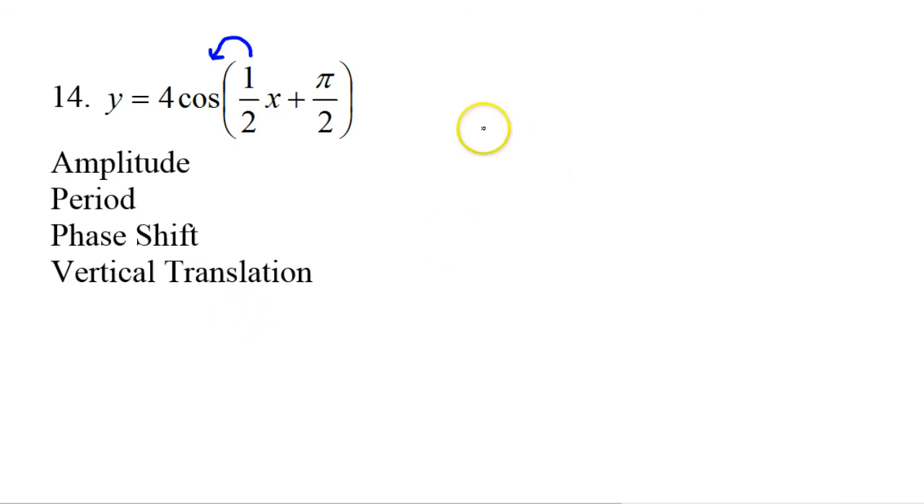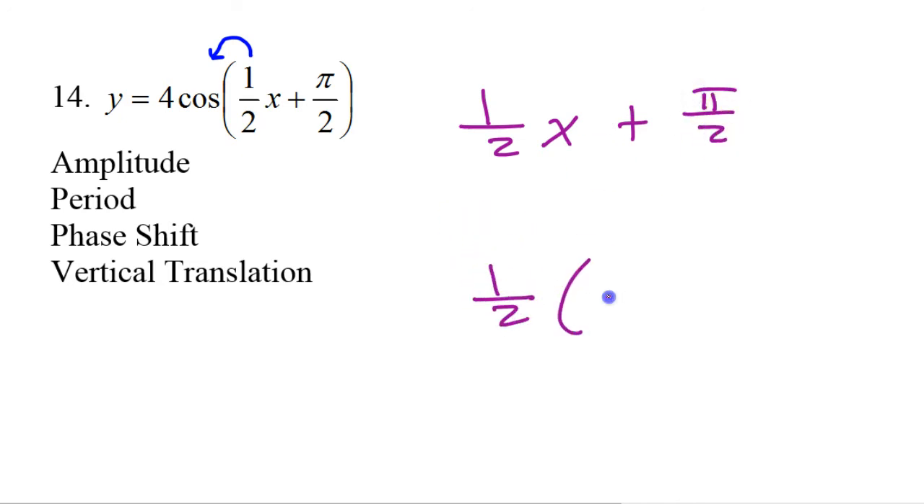Okay, so let me recreate the scene of the crime here. So we have 1/2 x plus pi over 2. But I need to factor that 1/2 outside of parentheses somehow.